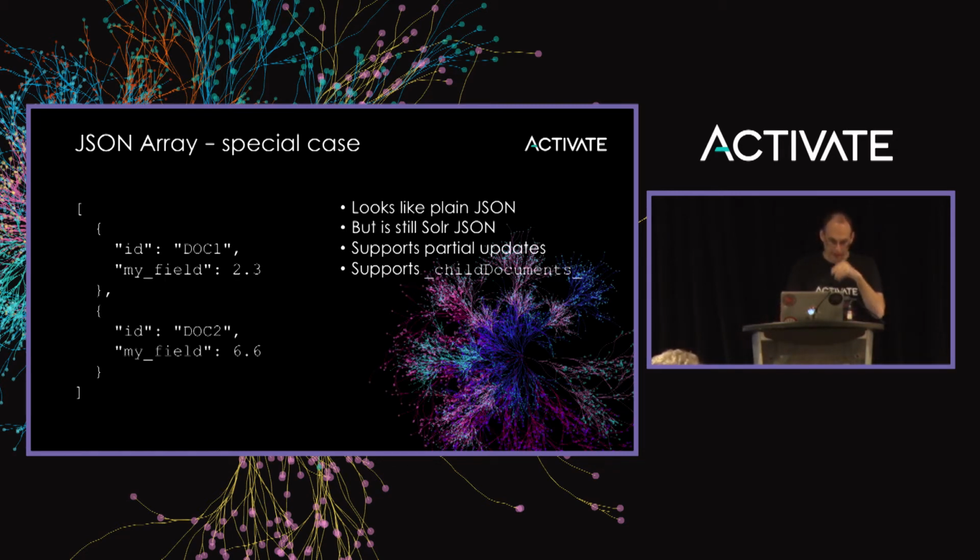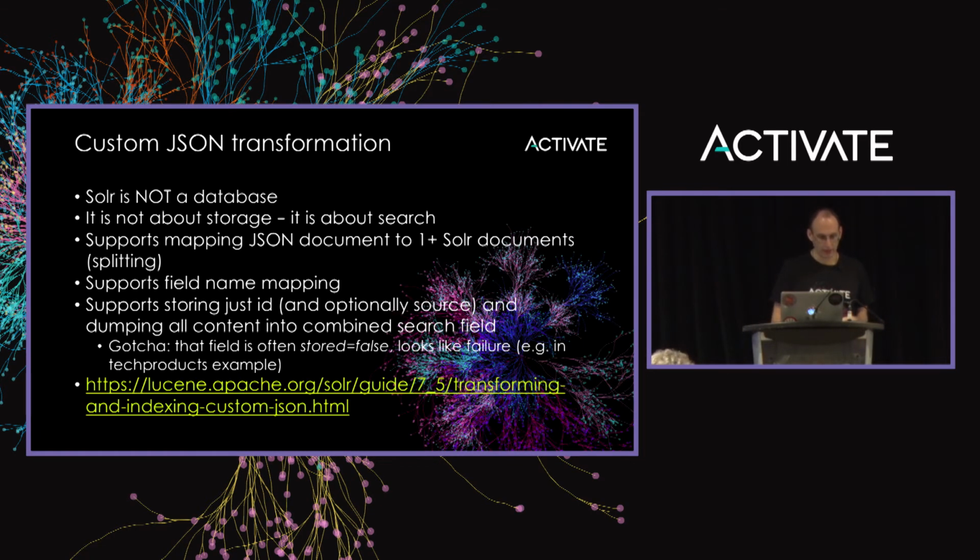Okay, special case. I showed you how to send one document in the command structure. You can also send an array of documents, just an array of JSON objects. The important part is, if you send this to Solr JSON, it will still support the rest of the Solr JSON additional functionality, such as partial updates, atomic updates, child documents, and all the rest of the things. If you send it to JSON docs, it will treat that as generic JSON, and it will just process it without knowing those additional things. And we'll have an example of that.